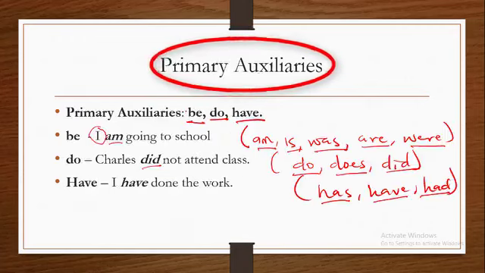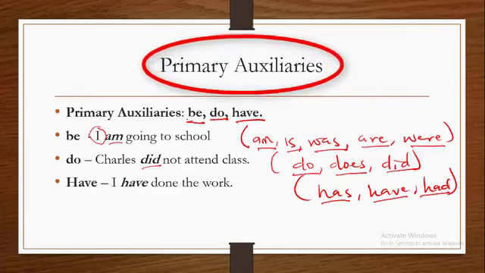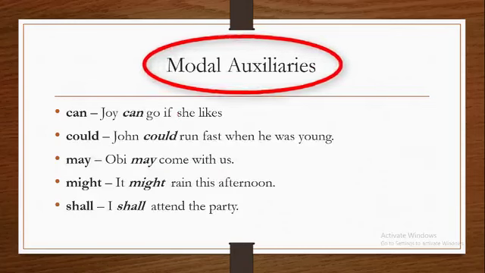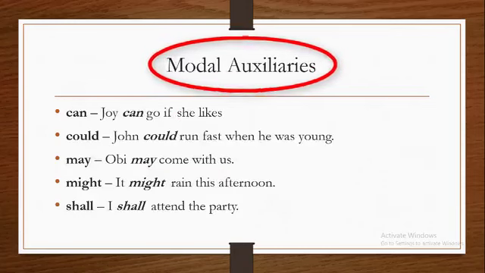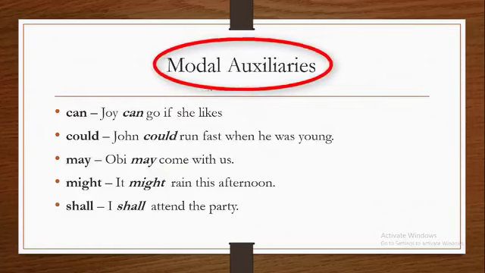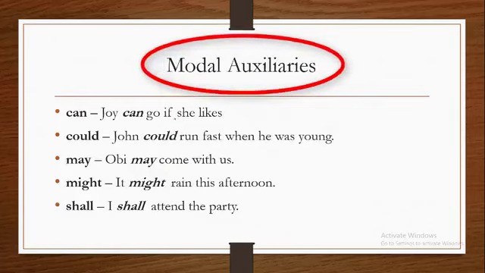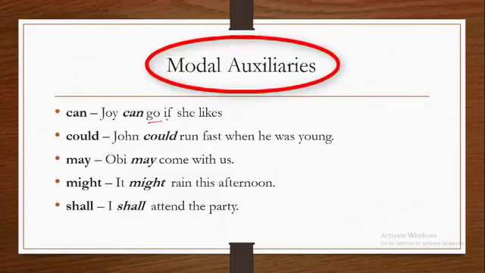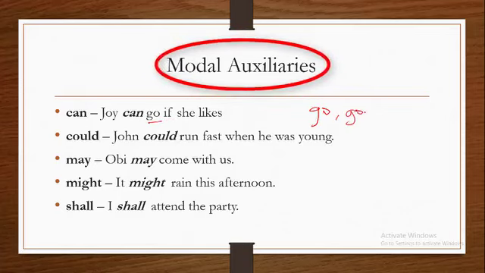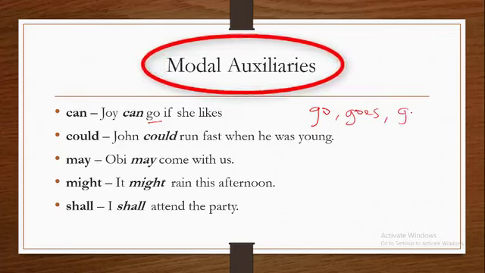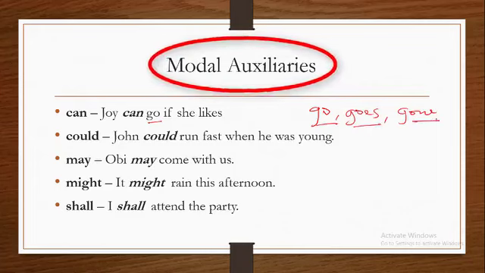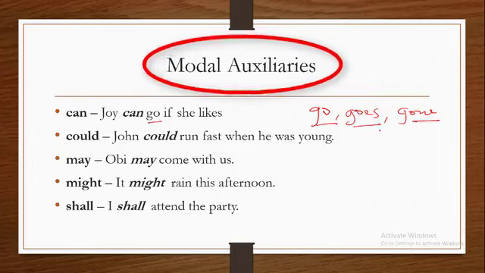Remember, primary auxiliary verbs are verbs that can also be used as what? Lexical verbs. But in the case of modal auxiliary verbs, we say they cannot be used as lexical or main verbs because they cannot stand alone. For instance, joy can go. Don't forget, go is also a verb. So we have go, we have goes, and we have gone. Go plural, goes singular, and past participle is gone.